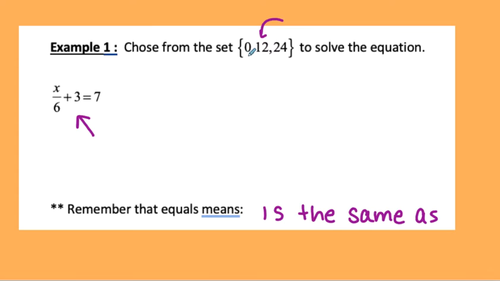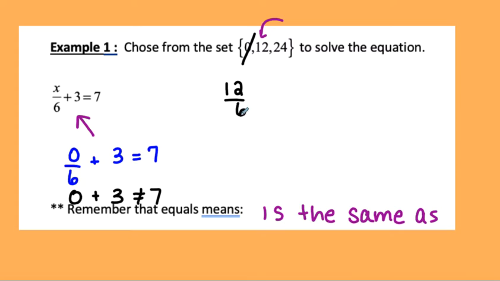If I take the 0 as a set, a solution, we plug in 0, we get 0 over 6 plus 3 equals 7. Well, 0 over 6 is actually 0, and 0 plus 3 does not equal 7, so 0 is not a solution to this equation. It does not make the equation a true statement. All right, 12. 12 over 6 plus 3, is it the same as 7? Well, 12 over 6 is 2. 2 plus 3 is not the same as 7, it's 5. So 12 is not a solution to this equation.